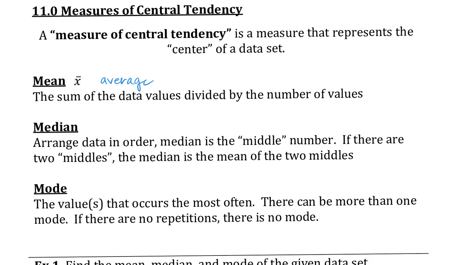Okay, the median. The median is when you arrange the data in order. The median is the middle number. So when I think median, I think middle. If there are two middles, the median is the middle of the two middles, or the mean of the two middles. The mode is the value that occurs the most often. So mode, most. There can be more than one mode. If there are no repetitions, there is no mode. Okay, so let's look at some data and see how we would find each.